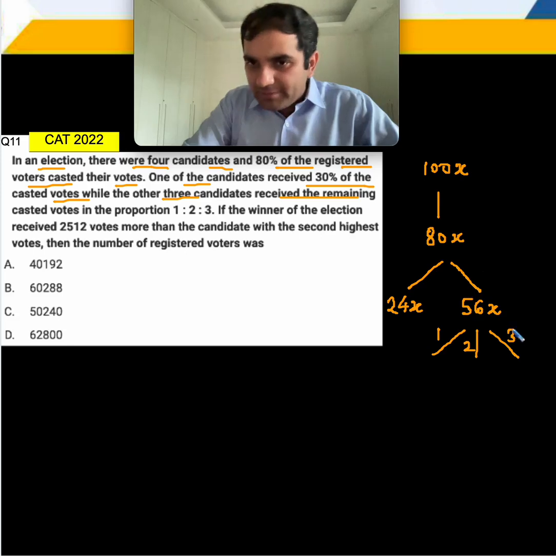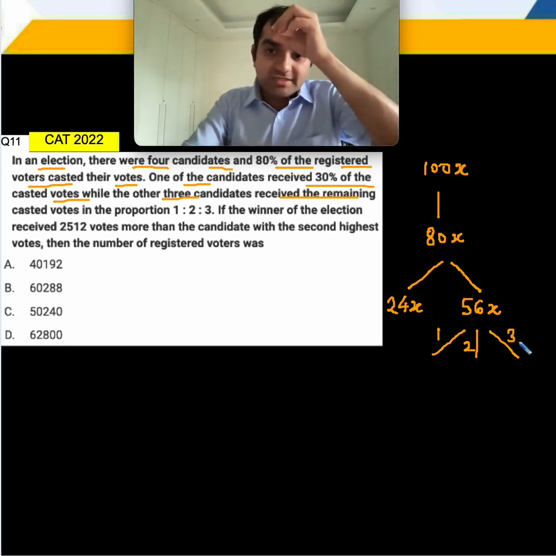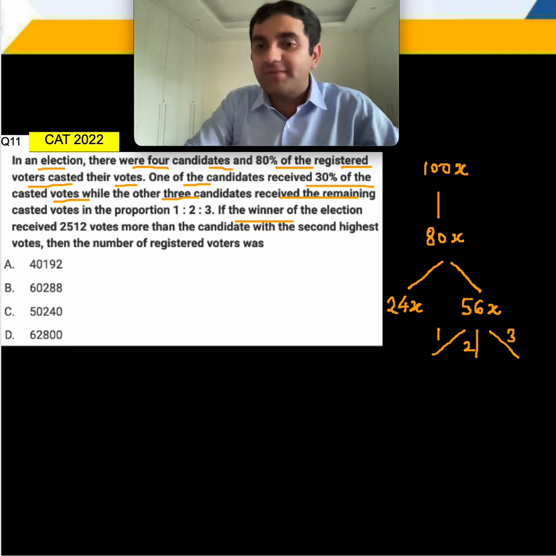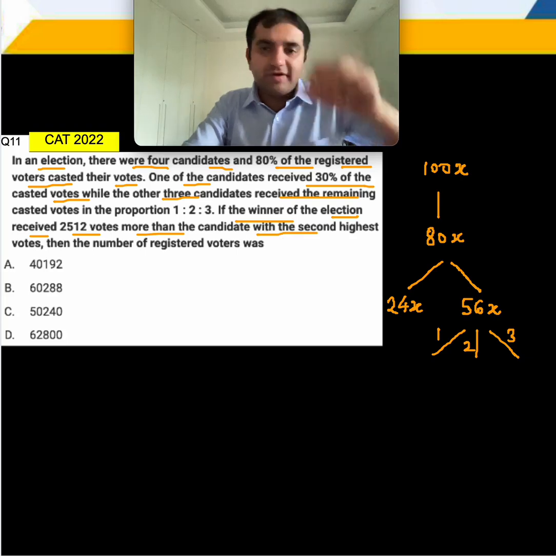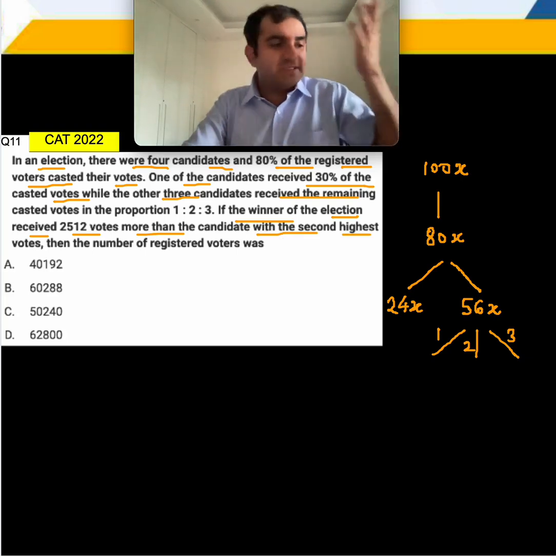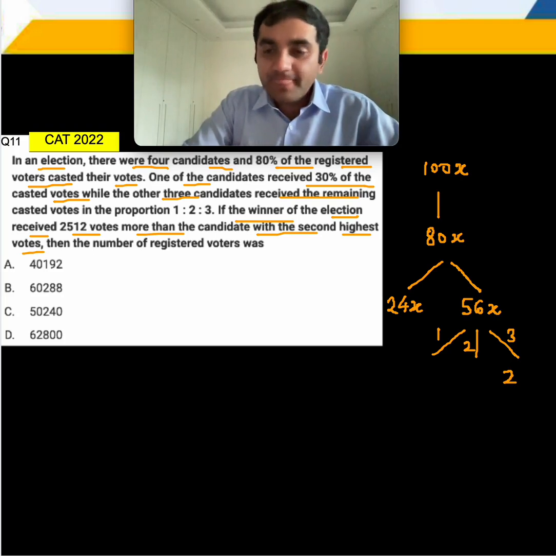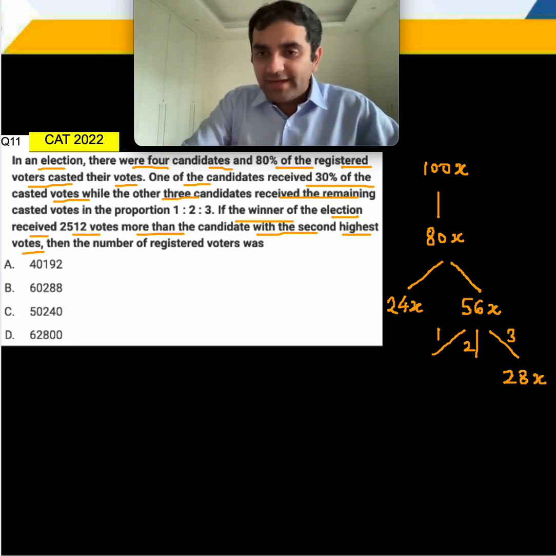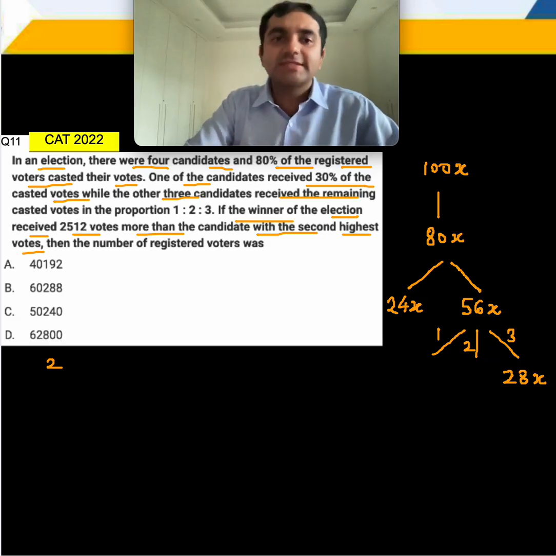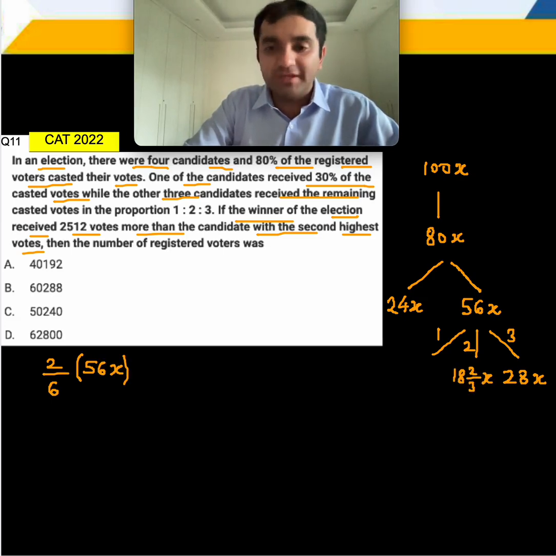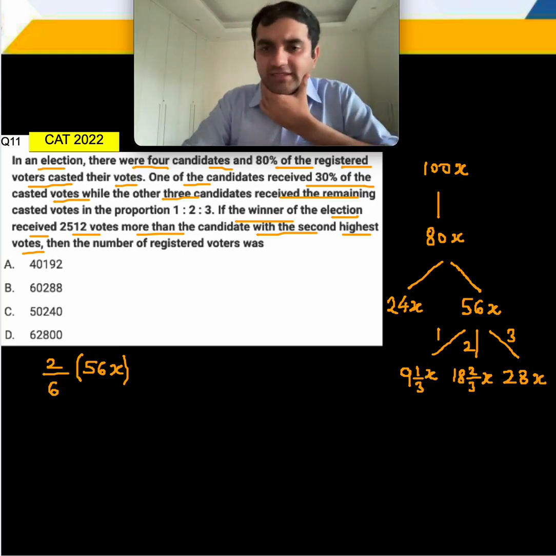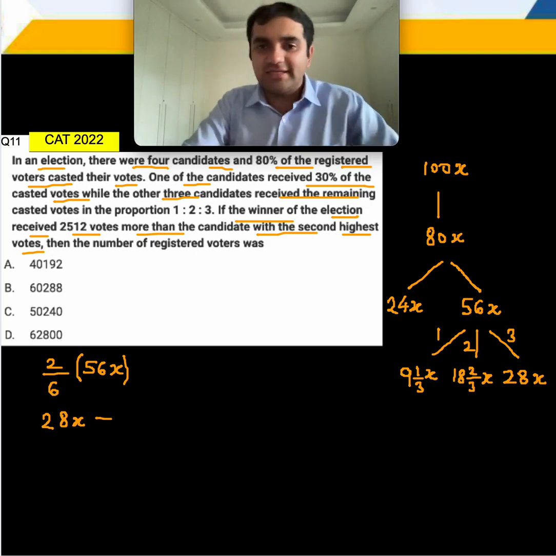So for example, total there are 6 parts. Third candidate को 3 parts मिलने, that means half, 3/6. That is half. ठीक है. If the winner gets 2512 more than second highest, अब winner कौन है, second highest कौन है, need to calculate. So 3 parts becomes 28x, आधा, and then now let's calculate what will the middle person get. 2 parts out of 6, 2/6, that's 1/3 of 56x, that turns out to be 18 2/3 x. बाकी बचा 9 1/3 x.